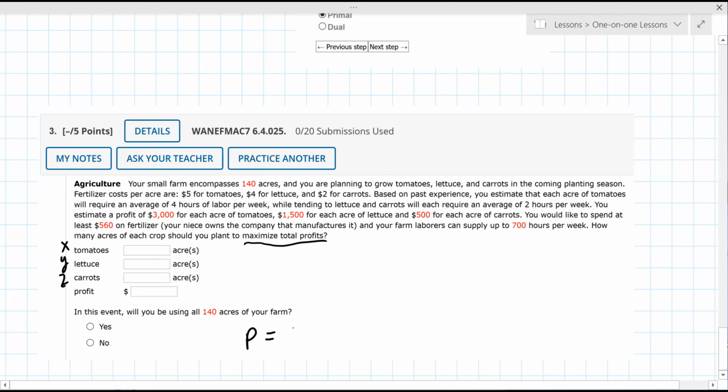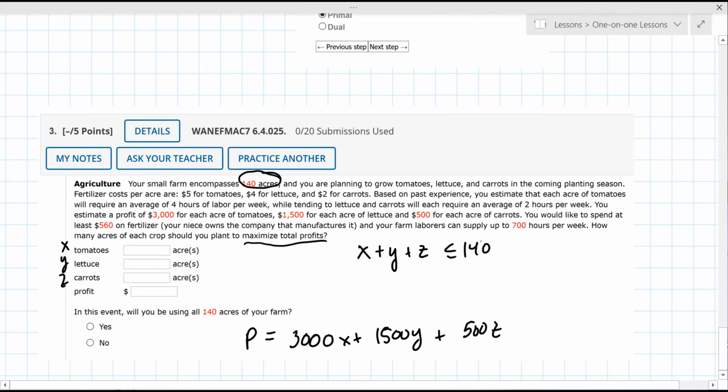is tomatoes give you 3,000x plus 1,500y plus 500z. And your farm encompasses 140 acres, so that means you have x plus y plus z less than or equal to 140. And then you have some costs. So 5, 4, and 2 for tomatoes, lettuce, and carrots. And you have 560 on fertilizer. But it says you want to spend at least that.